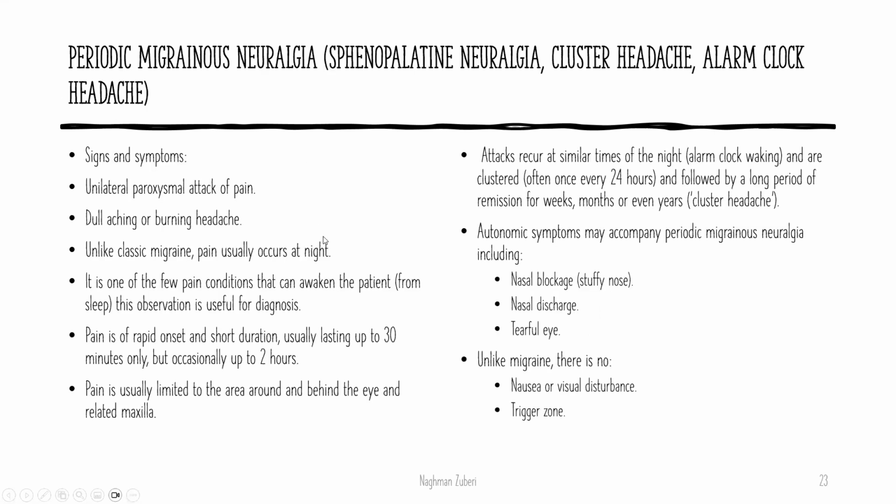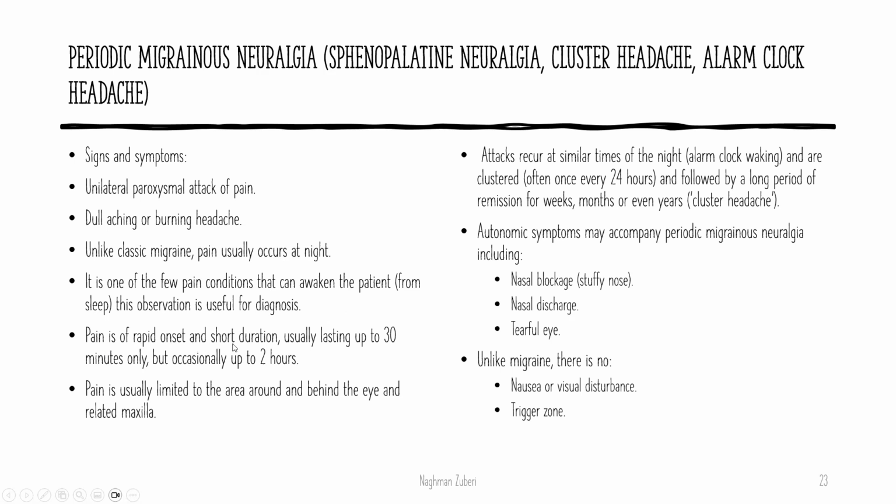Periodic migrainous neuralgia we are discussing. So its signs and symptoms: unilateral paroxysmal attack of pain, dull aching or burning headache. Unlike classic migraine, pain usually occurs at night, and patients get awakened from their sleep, even deep sleep, because of the pain, and it occurs at the same time at night. That is why it is known as alarm clock headache.